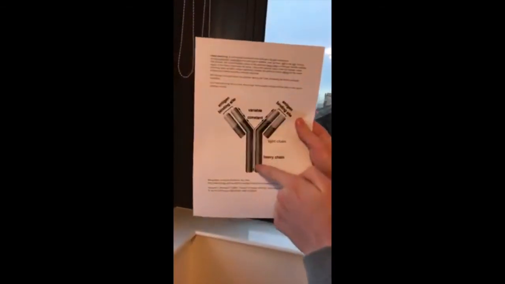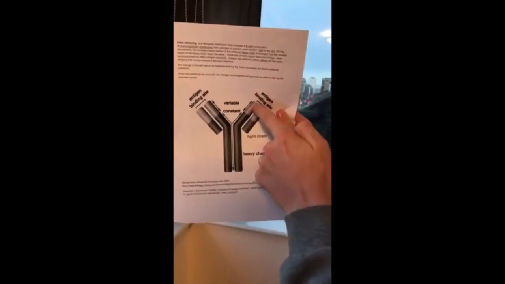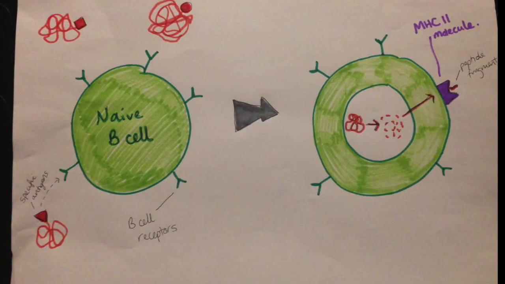Instead, the antibody retains affinity for the same antigen, but merely ensures a stronger response. This change is brought about via cytokines sent by the T cell. Once class switching has occurred, the stronger immunoglobulin will generally be able to clear up the pathogen quicker than it would have been able to before. Here's a quick picture about the antibody. As you can see, the big constant chain on the heavy chain is what changes and the variable stays the same. Alright, thank you.